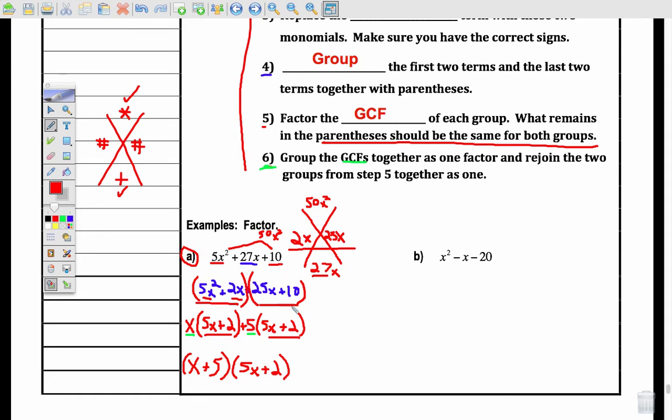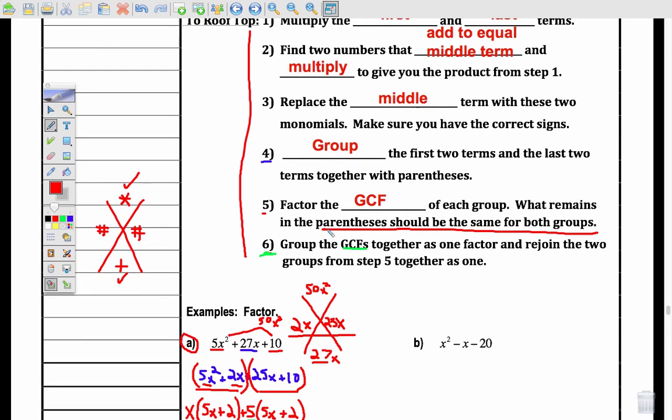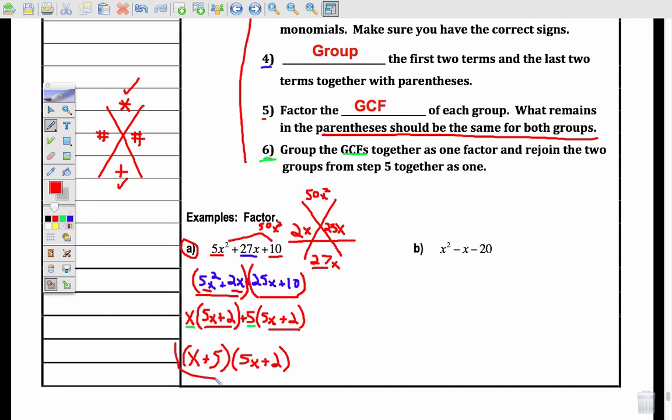We successfully factored out this trinomial using an efficient way, the rooftop method. There's several new steps. This is new, which might be scary at first, but the more practice problems you do, the easier this becomes. And this would be our answer for this problem. All right, let's do B.